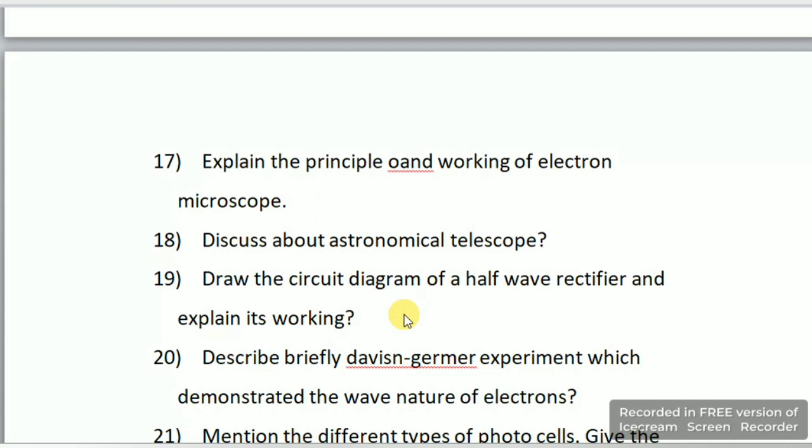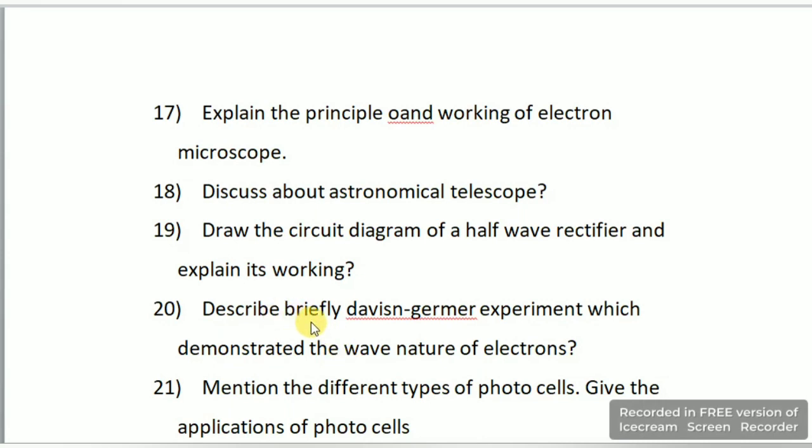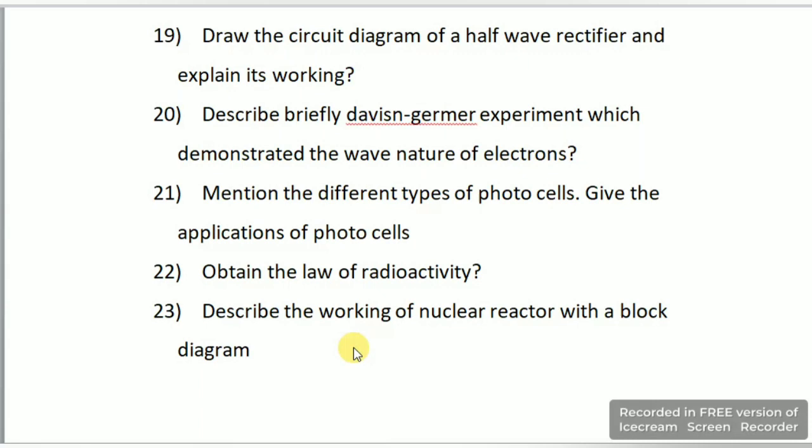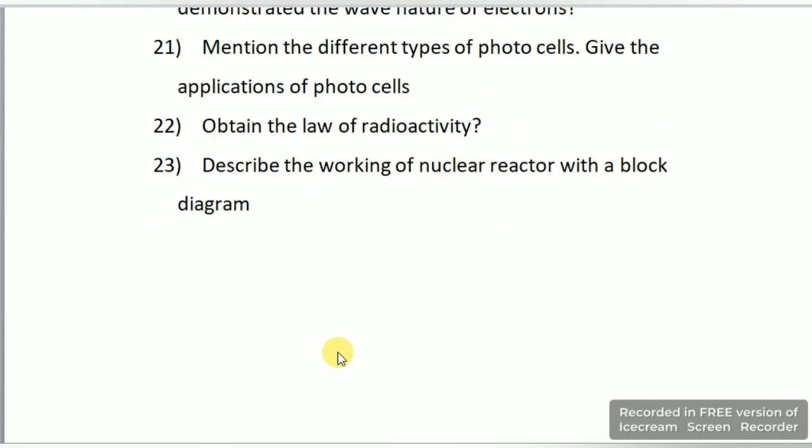Next, draw the circuit diagram of a half-wave rectifier and explain its working. Next, describe briefly Davisson-Germer experiment which demonstrated the wave nature of electron. Next, mention the different types of photocells. Give the application of photocells. Next, obtain the law of radioactivity. Next one, describe the working of nuclear reactor with a block diagram.